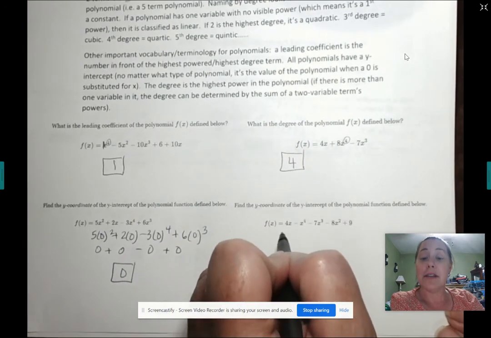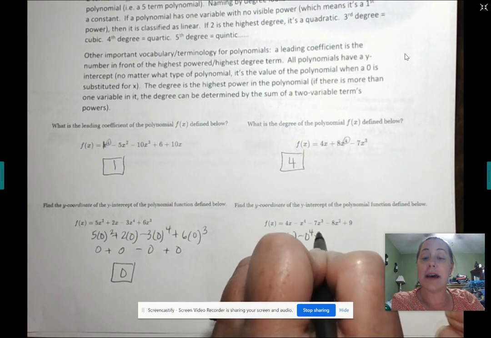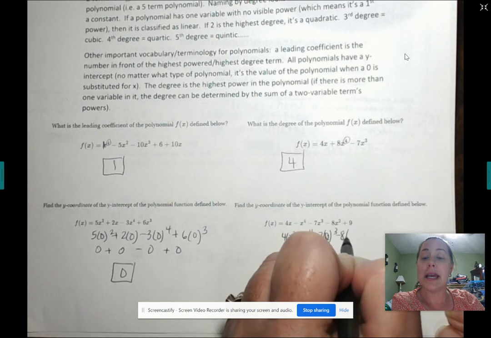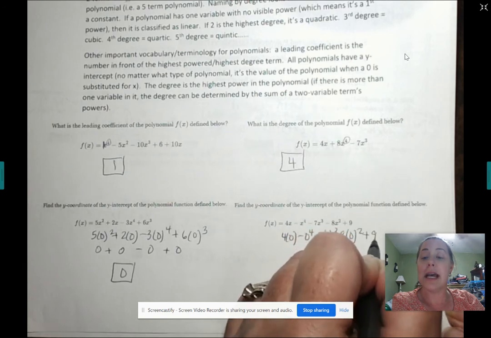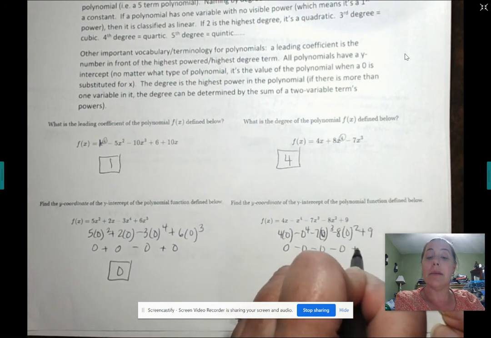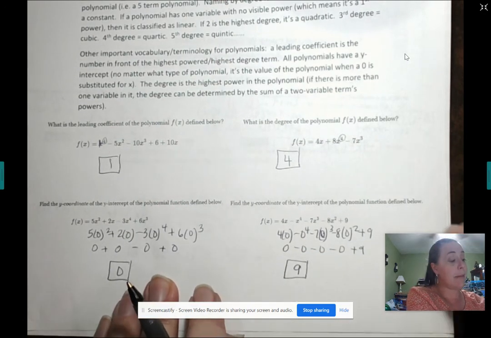However, if it's like this one, where there is a term that does not have a variable, minus 8x squared is 9. All of these are going to give me 0, but then I'm going to have this 9 at the end, so that is my y-intercept of that polynomial.